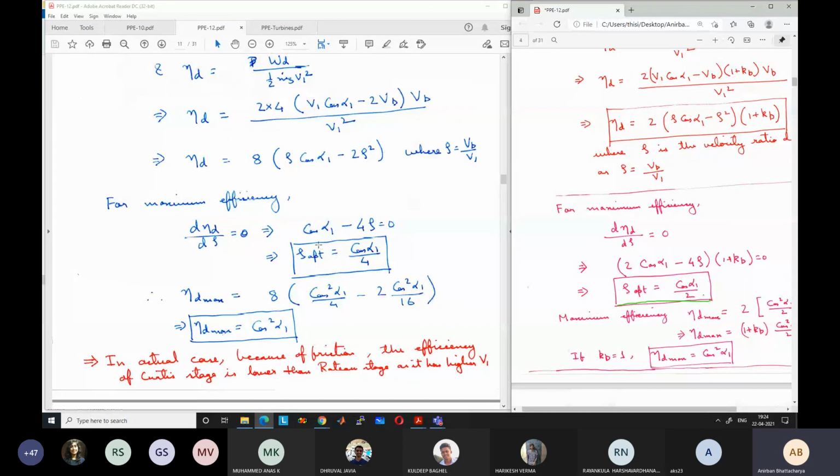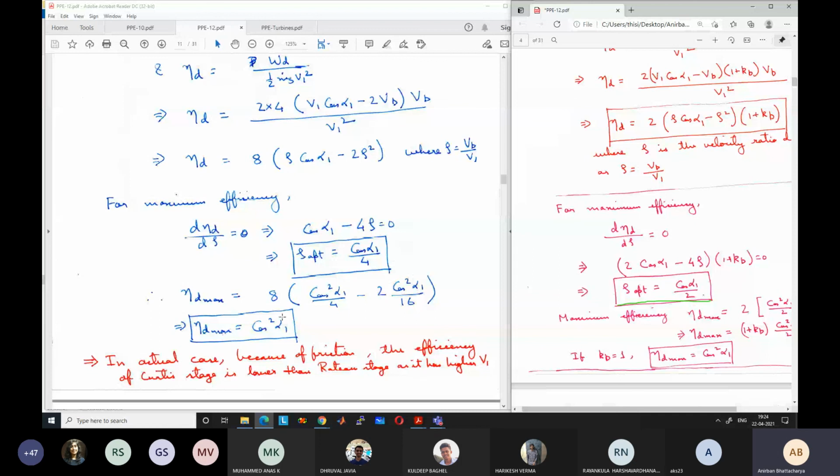Now, if you replace the optimum value of rho in the efficiency expression, you will get the maximum efficiency. Maximum efficiency for this case also is cos square alpha 1. It is similar to the single stage turbine or the pressure compounded turbine. So maximum efficiency is similar for both cases. However, rho optimum is different.